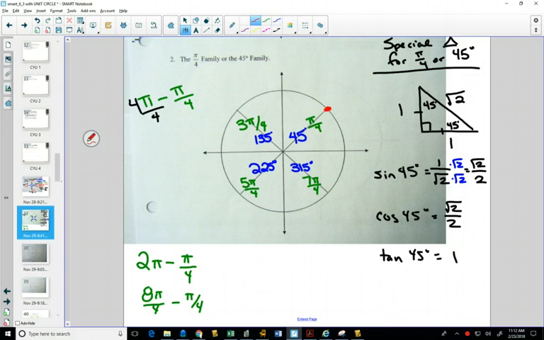Label your coordinates where those angles intersect your unit circle. Again, any point on the unit circle is cos theta comma sine theta. So since cos theta is root 2 over 2 and sine theta is root 2 over 2, our coordinates in quadrant 1 are root 2 over 2, comma root 2 over 2.